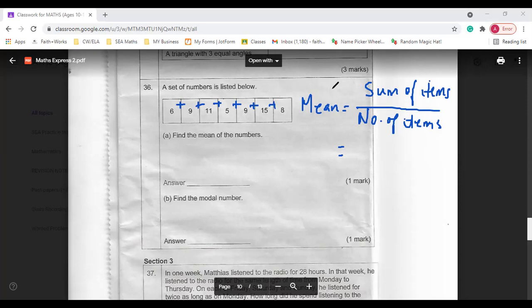All right, so we have to add 6 plus 9 plus 11 plus 5 plus 9 plus 15 plus 8. And that's going to give us 63 divided by the number of items. 1, 2, 3, 4, 5, 6, 7. 63 divided by 7 is going to give us 9. So the mean is 9. And we have the modal number. The mode is the number that appears the most times. And that number is also 9.